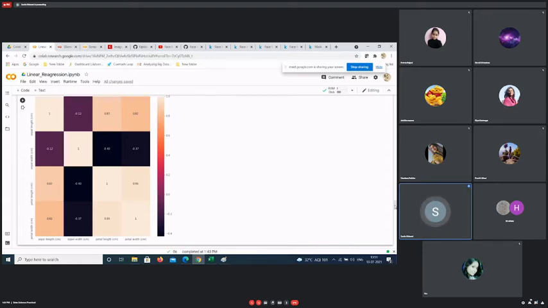Similarly, if I talk about petal length and sepal width, so they both are coming out to be the same one. That means they both are not correlated because it is nearing to minus 0.4. Same goes with petal width with your sepal width. So the values are coming out to be same.